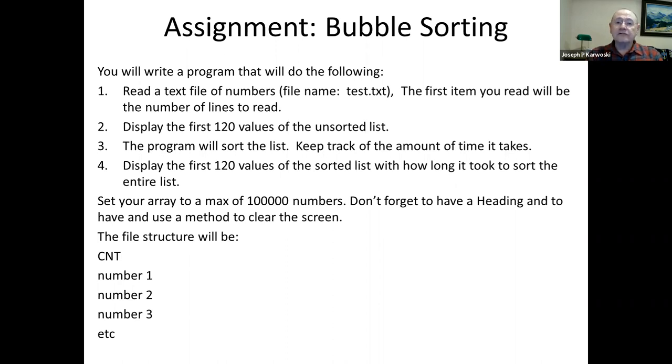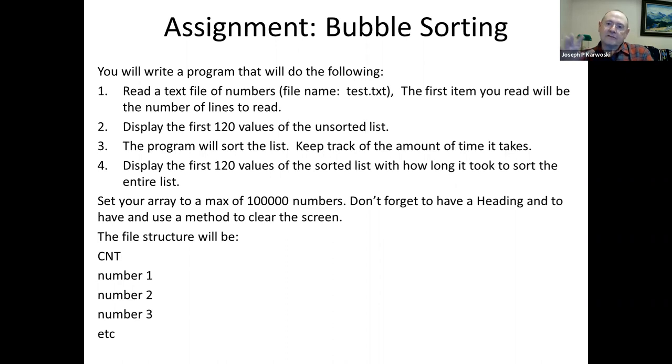You should tell the user, please stand by, sorting your numbers. Again, tell the user what you're doing. Then you can say, I have sorted however many CNT numbers, and it has taken me this long to do it. You will tell me in seconds how long it took. Exactly the same as in the sample program, it's going to say 5.321 seconds. That's what I'm looking for.